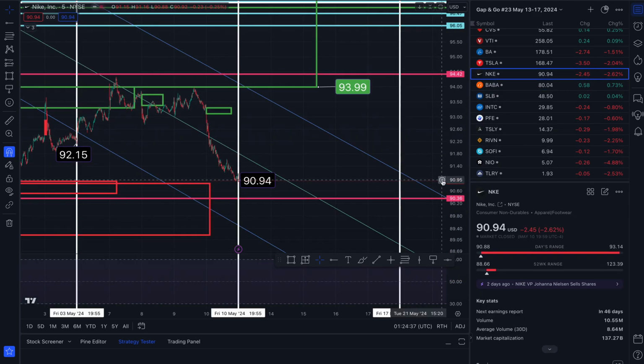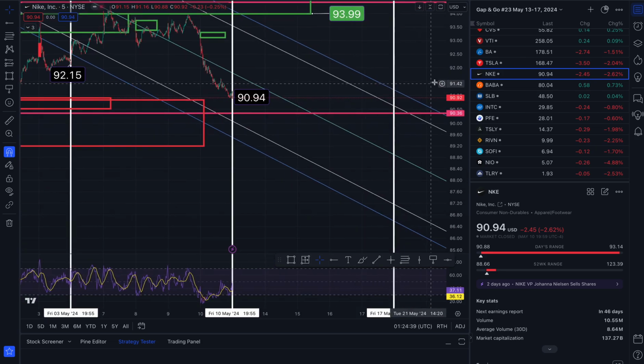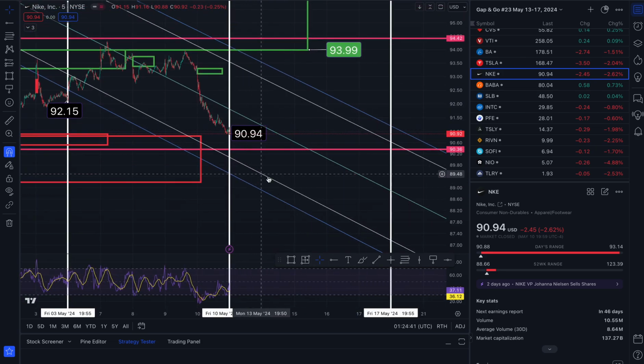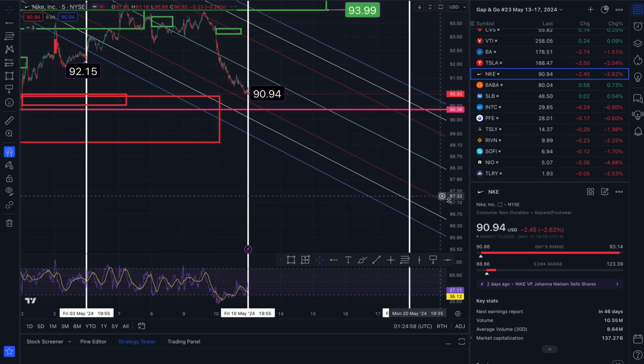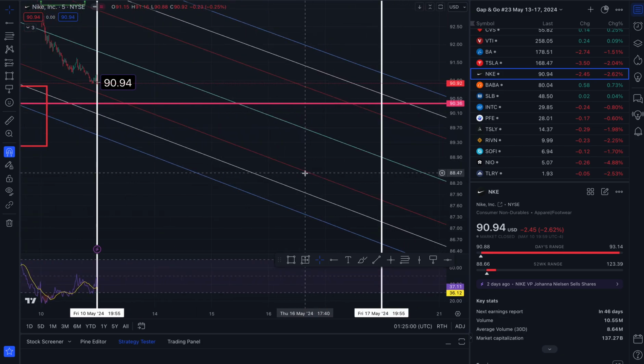Nike. Oh, look, I'm missing a line. Oh, there, it caught up with me. Whew. I was just about to go off in TradingView. But obviously I can't complain too much because I am using their chart.